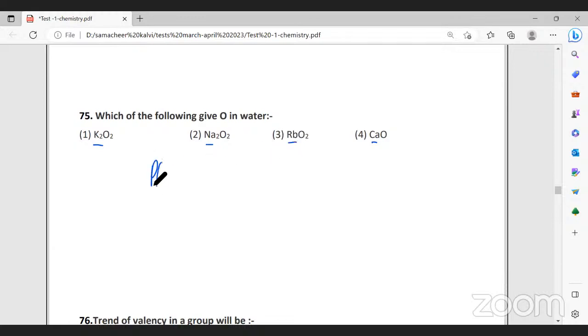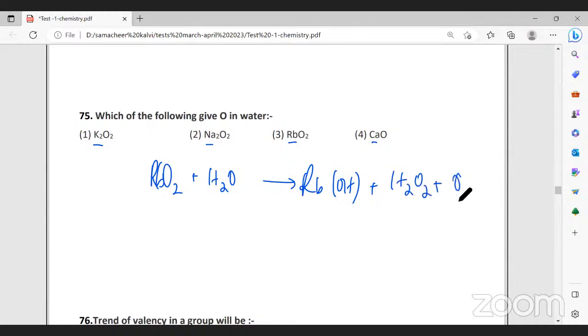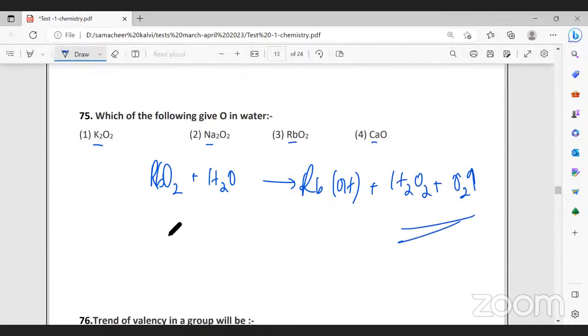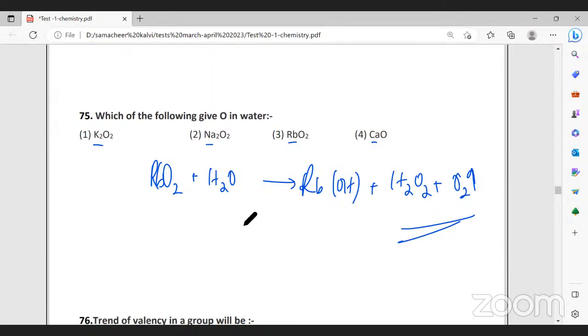Now, rubidium dioxide, RbO2, when dissolved in water, gives rubidium hydroxide, RbOH, plus hydrogen peroxide, giving you oxygen gas. So rubidium dioxide, when dissolved in water, gives rubidium hydroxide and we get oxygen gas. Potassium peroxide, sodium peroxide, and calcium oxide do not give oxygen when dissolved in water. Rubidium dioxide gives you oxygen in water as per this equation.